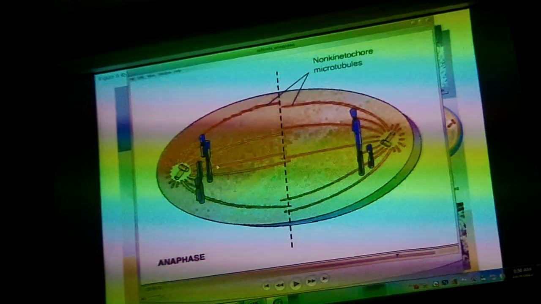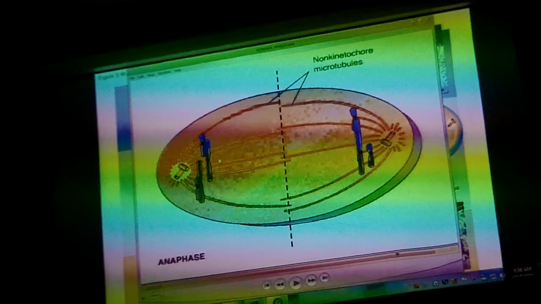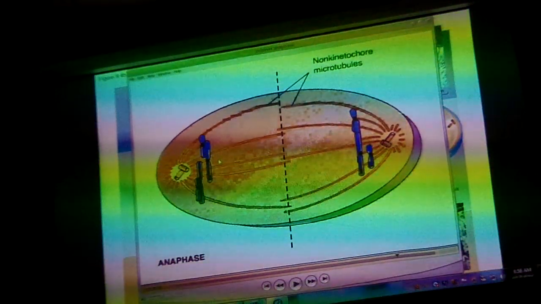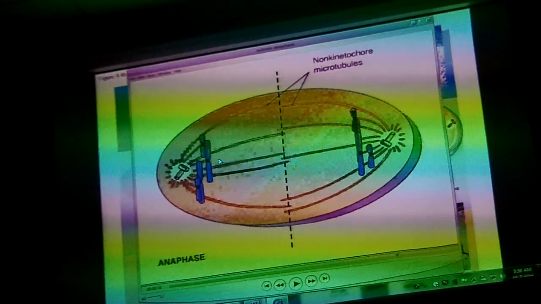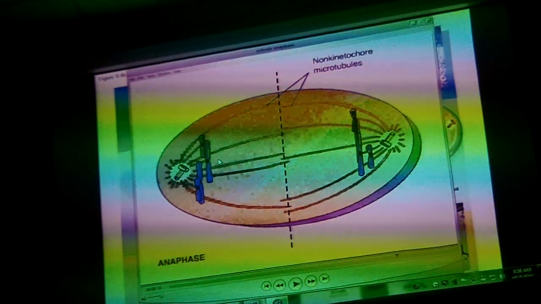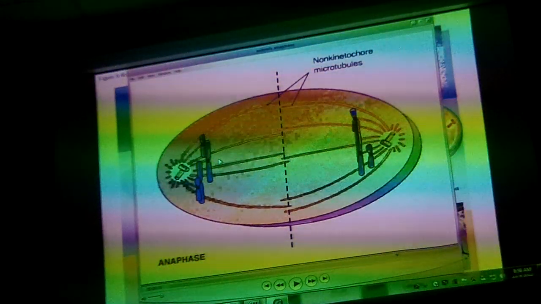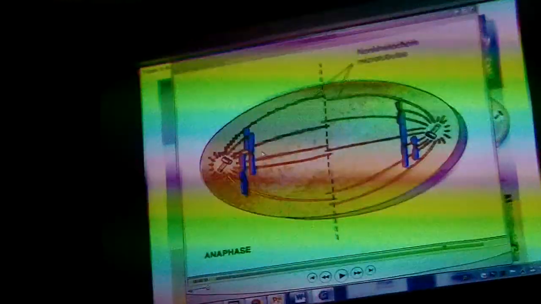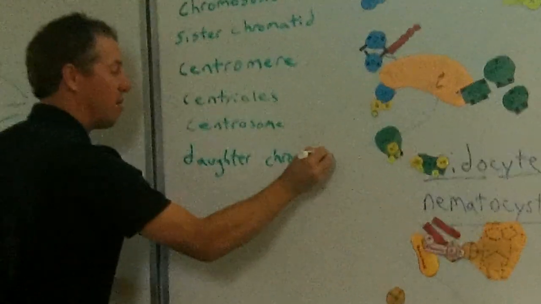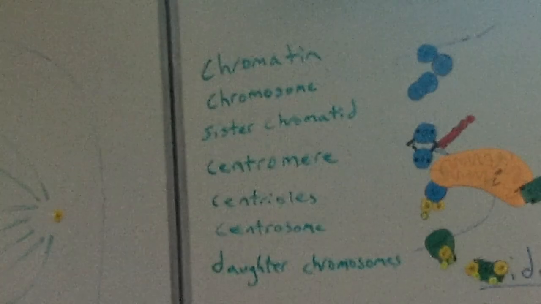They are no longer called sister chromatids after they break up. They're called daughter chromosomes. So when they're together, this is one chromosome, and these are sister chromatids. Once they break apart, they're each called daughter chromosomes. Sister chromatids and daughter chromosomes. Sister chromatids become daughter chromosomes.